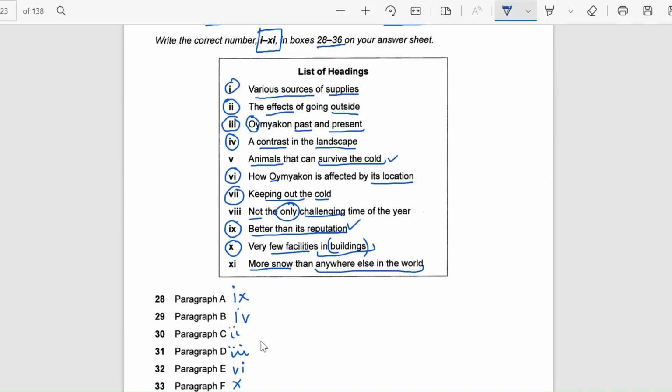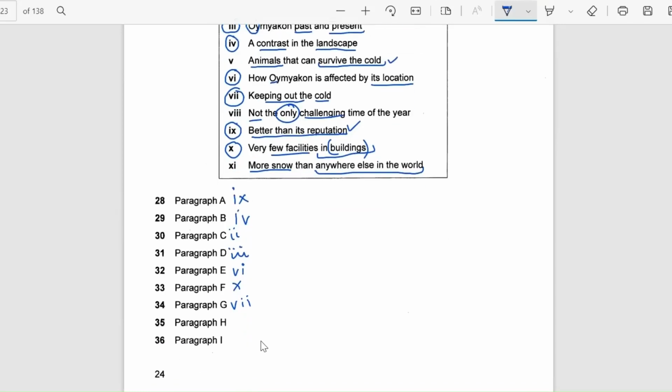The others are "animals that can survive in the cold." Now they are talking about animals, but again, they're not talking about survival of these animals. So that is not the main idea. It's an implied point, so we will not take this. "Not the only challenging time of the day" and the others don't make any sense here. So we will quickly write option 1.